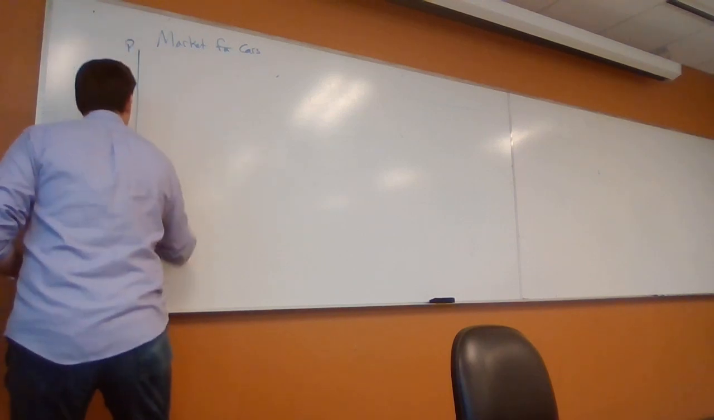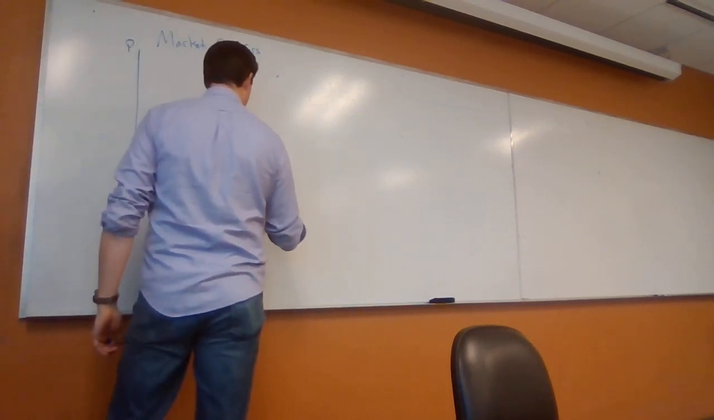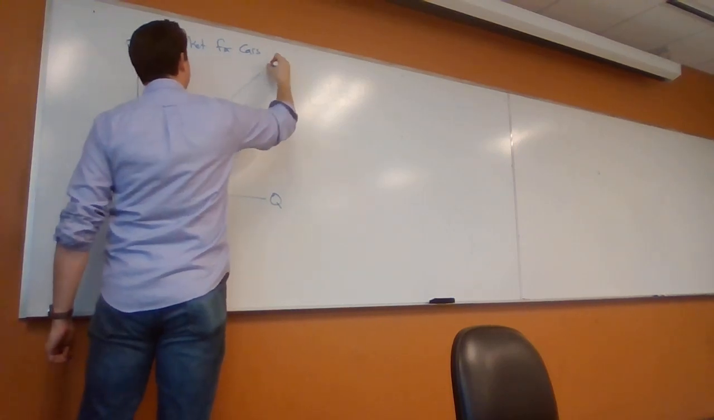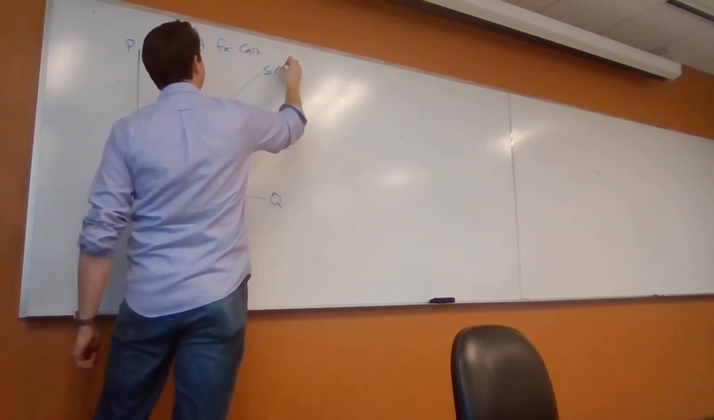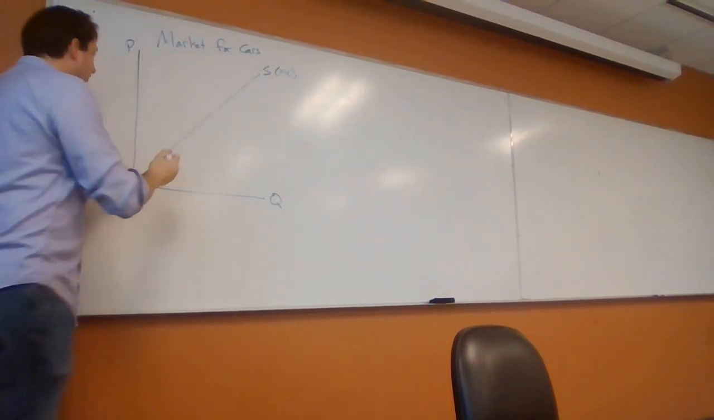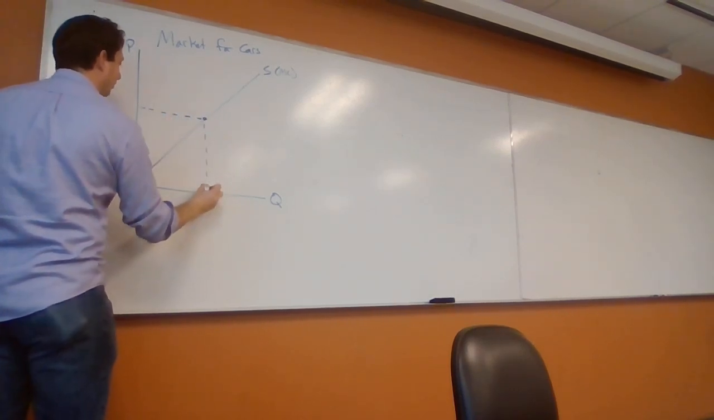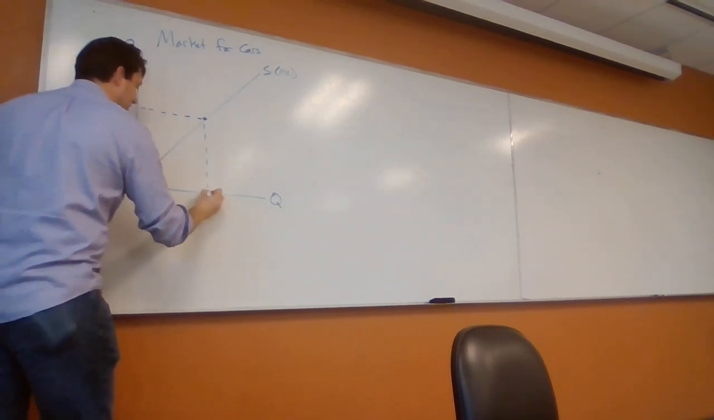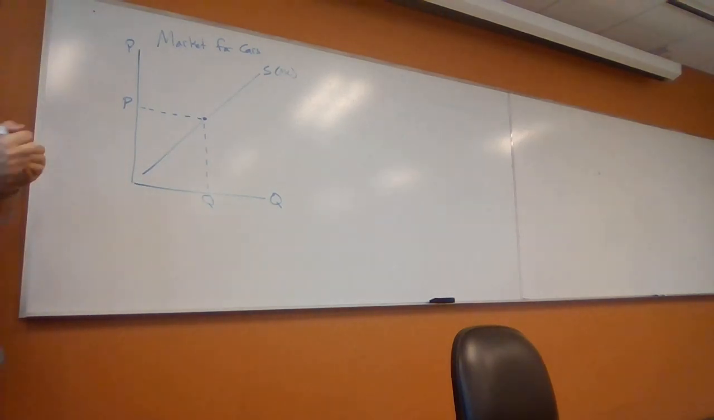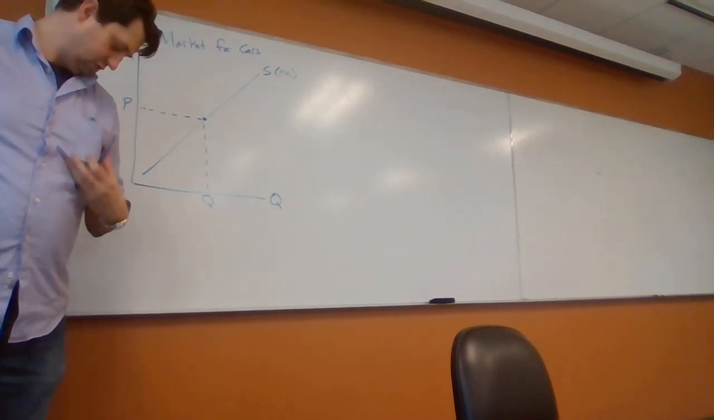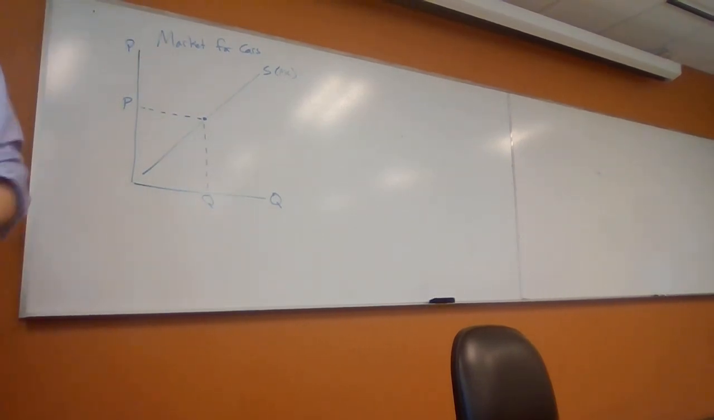So, we have an upward sloping supply curve, which again, we remember is marginal cost. And this is the market for cars. We have this nice intersection right here, this particular price right here, this particular quantity right here. And let's imagine, where'd my red marker go? Try it again. Oh, there it is.